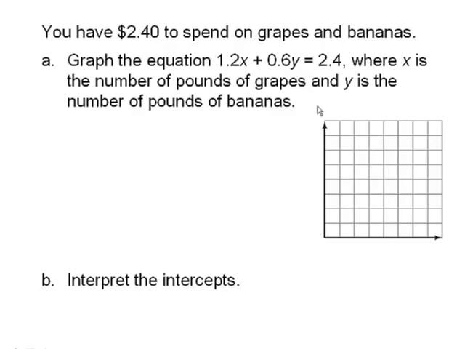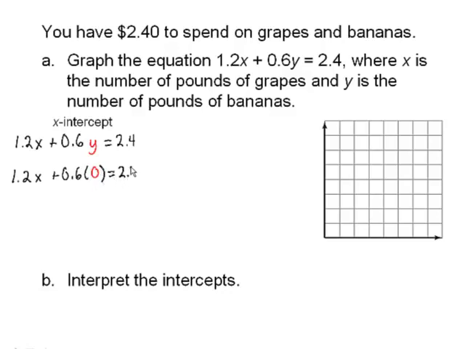Before we can graph the equation, we need to find the x-intercept and the y-intercept. Let's find the x-intercept first. Remember, to find the x-intercept, substitute 0 for y. We have the equation 1 2/10 times x plus 6/10 times y equals 2 4/10. When we substitute 0 for y, we get 1 2/10 times x plus 6/10 times 0 equals 2 4/10.